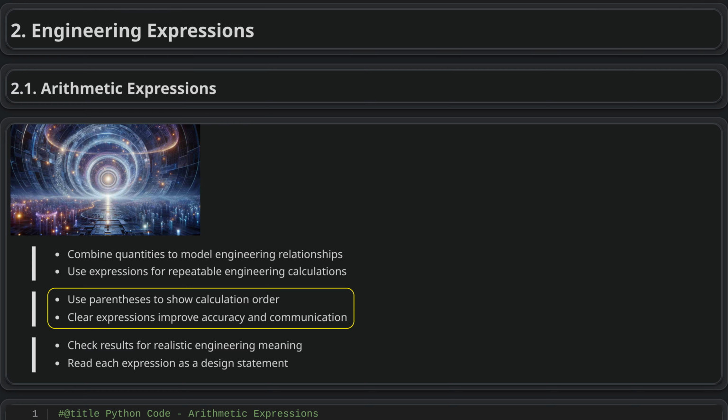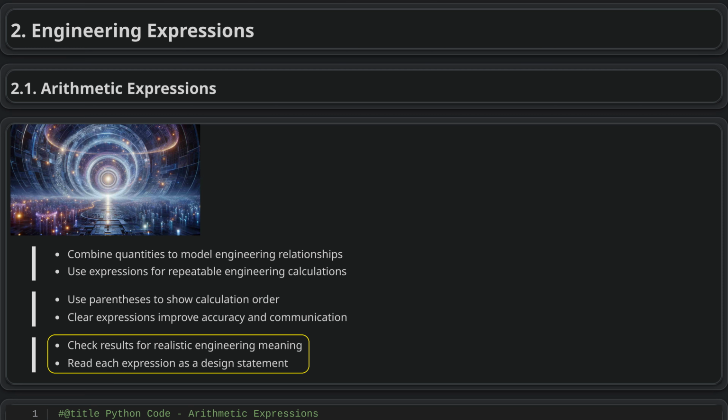Order of operations is essential in engineering because small changes in grouping can produce very different results. Parentheses make the intended grouping clear, such as combining loads before distributing them, or finding an average area before calculating excavation volume. Clear arithmetic expressions improve accuracy and communication, helping prevent professional errors.